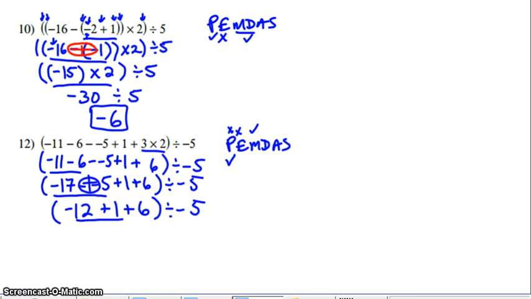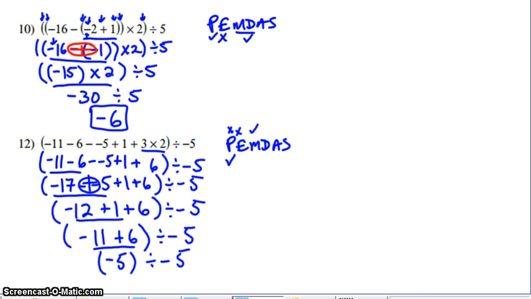Still working left to right. And we're eventually going to get to negative 5 here. So we have negative 5 divided by negative 5. And we're finally off parentheses. We're on to division. Negative 5 divided by negative 5. Negative divided by negative is positive. 5 divided by 5 is 1.